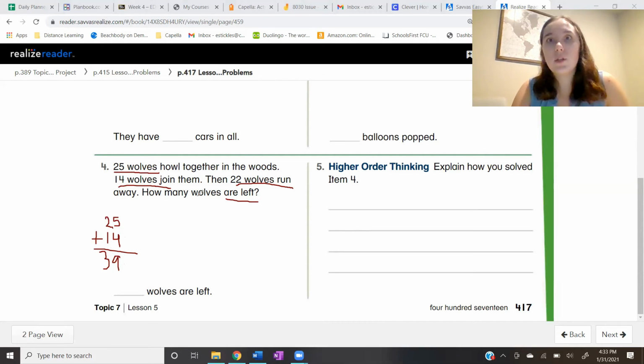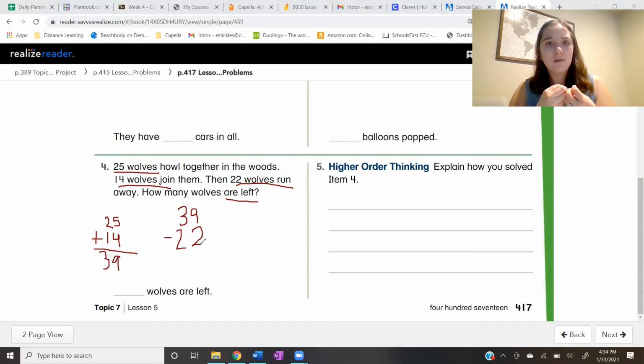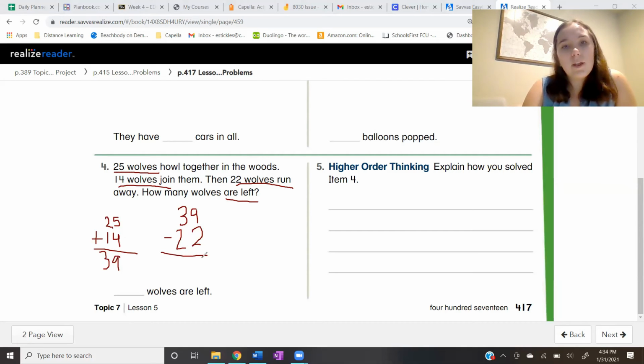Then 22 wolves run away, and we want to know how many are left. So I'm going to take my 39 wolves, and I'm going to subtract the 22 that ran away, because when somebody runs away, you're not adding them to your group, you're going to subtract them from your group. So let's see, 9 minus 2, that's how much? 7. And 3 tens minus 2 tens is just 1 ten. So after the 22 wolves run away, we know that there are 17 wolves left.